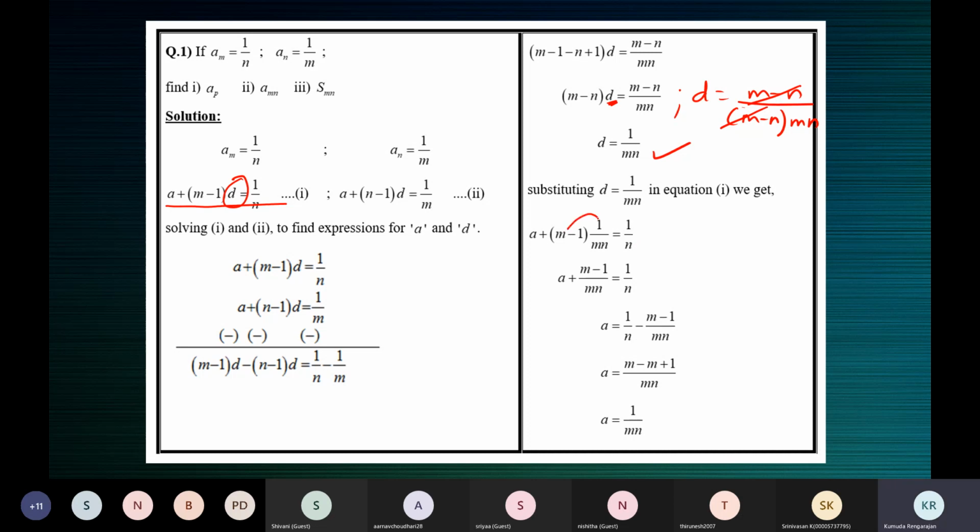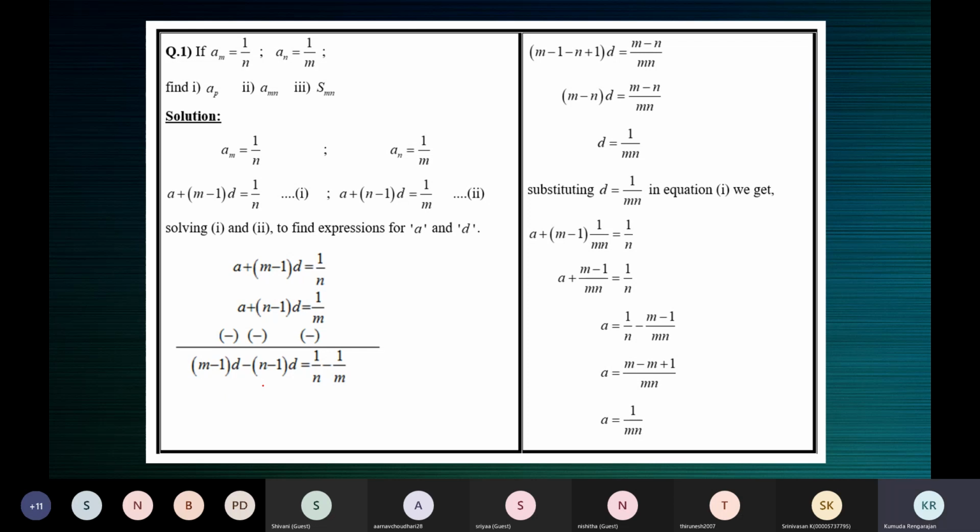So now m minus 1 into 1 is m minus 1 by mn. a plus m minus 1 by mn is equal to 1 by n. So take to the other side. We are trying to find the value of a, or the expression for a. So transpose 1 by n minus m minus 1 by mn. mn is LCM. So we get m minus m, minus into minus plus 1. mn minus m gets cancelled. So a is equal to 1 by mn.